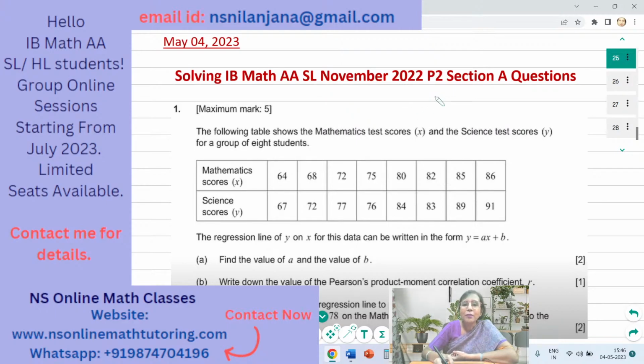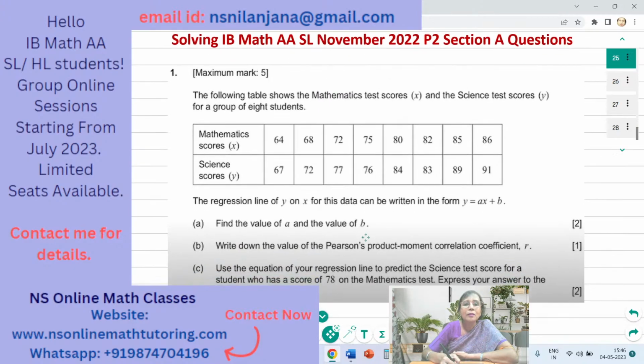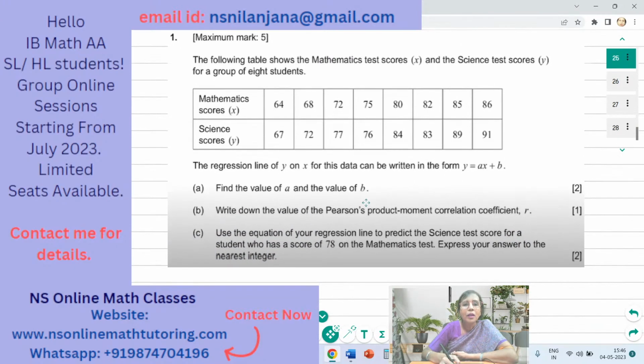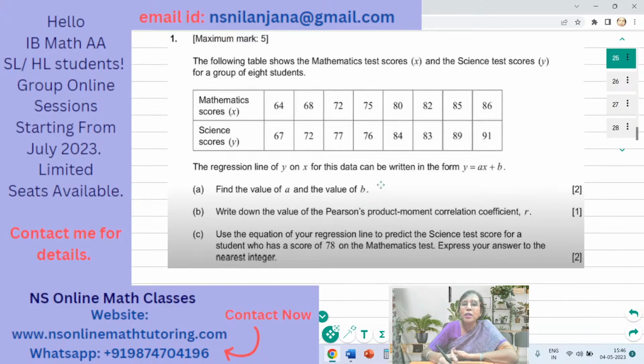Okay, so without any further delay, let us start with today's session. Here we will be solving question 1, question 2, question 3, question 4, question 5 and question 6, that is the section A questions of IB Math A SL November 2022 paper 2. Since it is paper 2, we will be allowed to use the calculator. I'll be using the TI Inspire CX2 calculator. If you have the Casio calculator, you may use the Casio calculator as well.